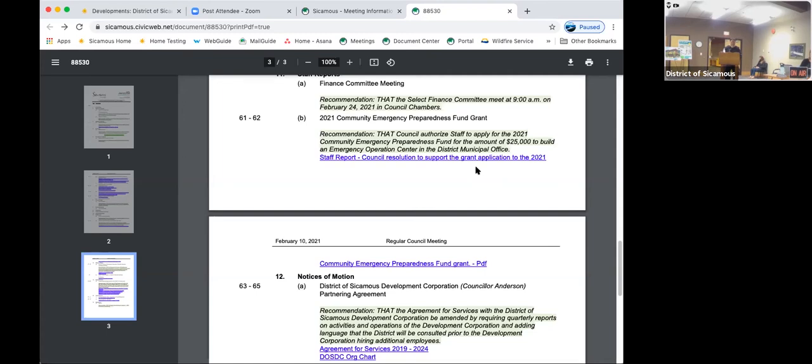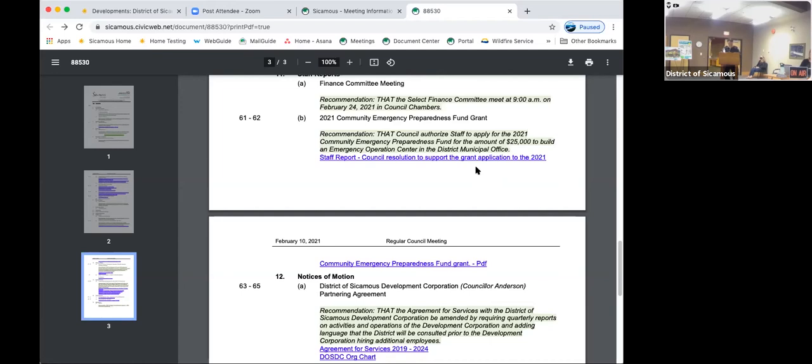If they weren't able to operate out of one of their alternate locations, Sicamous would be a good option for them because it's down the road, away from the actual area of risk, and it certainly provides a safer area for people working those emergency operations centers to locate to.